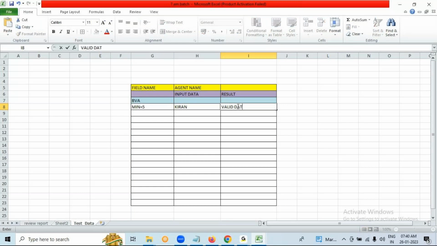Okay. So now Shajat, take the controls and prepare this one. Minimum minus 1 you have to write, minimum plus 1, then maximum, maximum minus 1, maximum plus 1, like that. Go ahead.